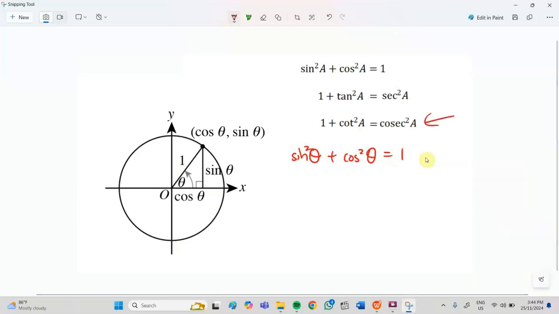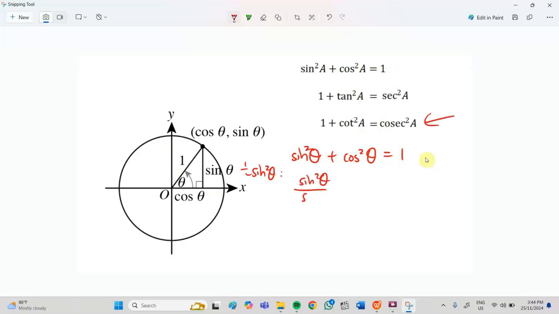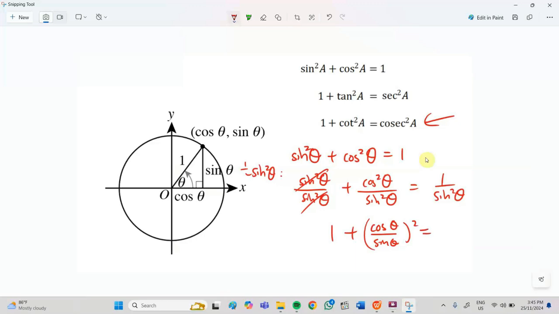For the third formula, we want this 1 to be cosecant, which is by dividing 1 with sine squared theta. And hence all the terms have to be divided by sine squared theta. So this you get 1, cancel 1. Cosine over sine is cosine theta over sine theta, squared, equals cosecant squared theta. Cosine over sine is actually cotangent. Hence, you get the formula.